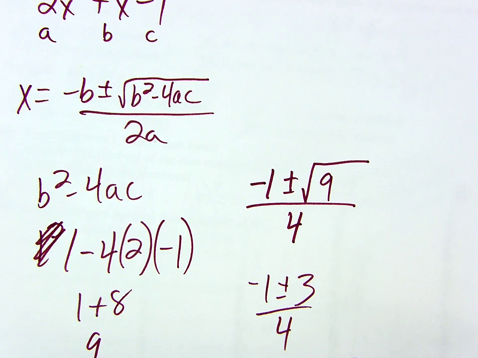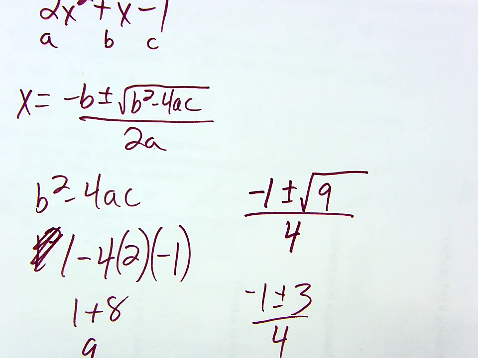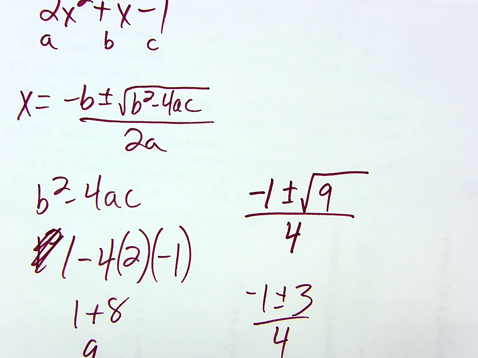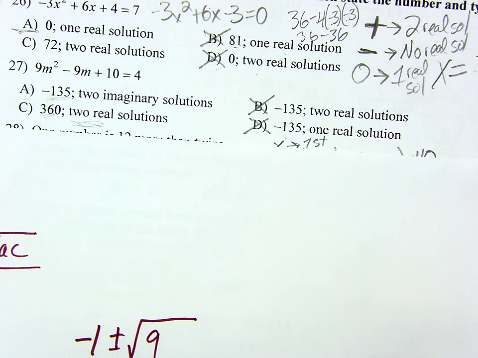It's not on there. Oh, wait, 25. Yeah, it's choice D. Do you still want me to do 27?